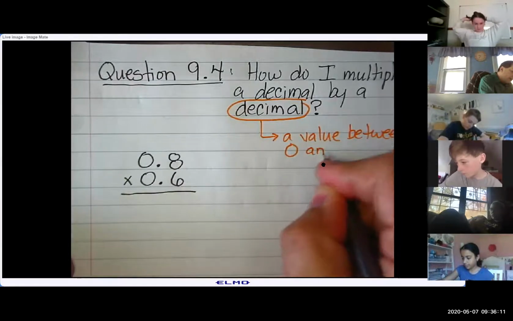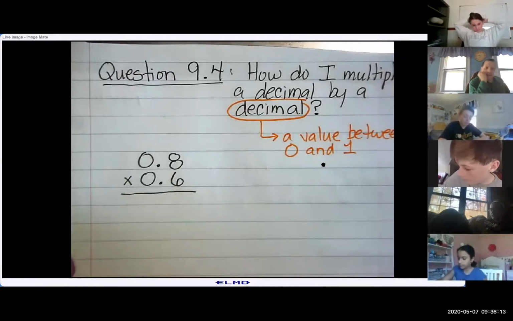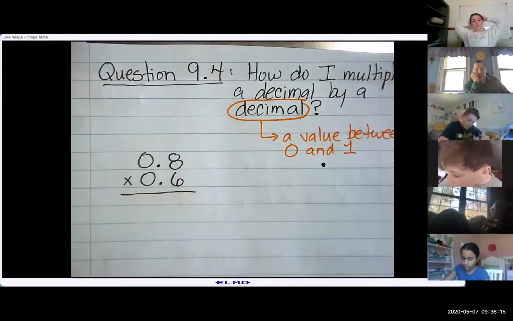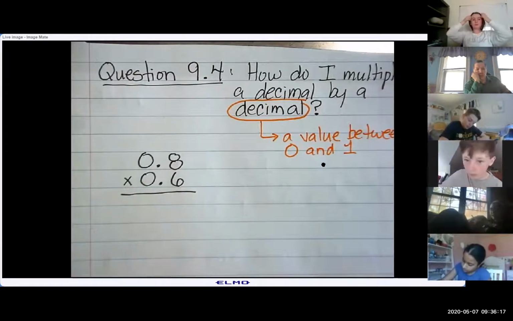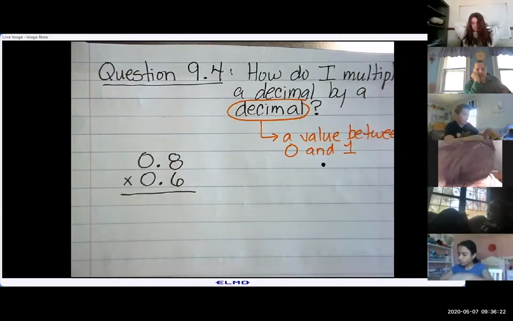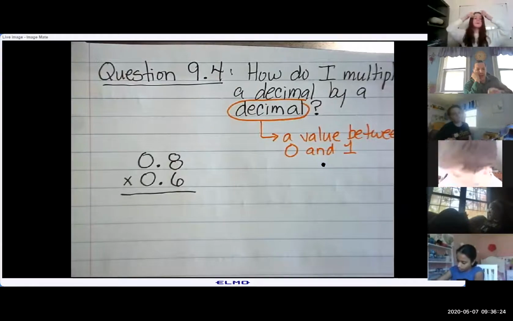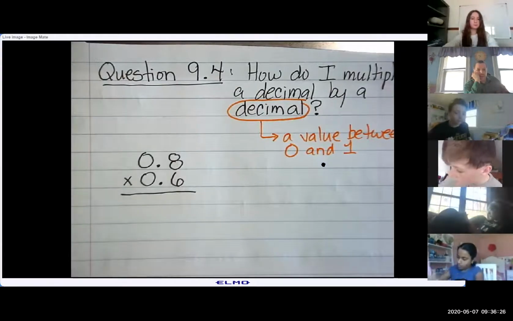0 and 1. Every decimal is a value between 0 and 1. So like 1.23. The decimal is 0.23. That's between 0 and 1.